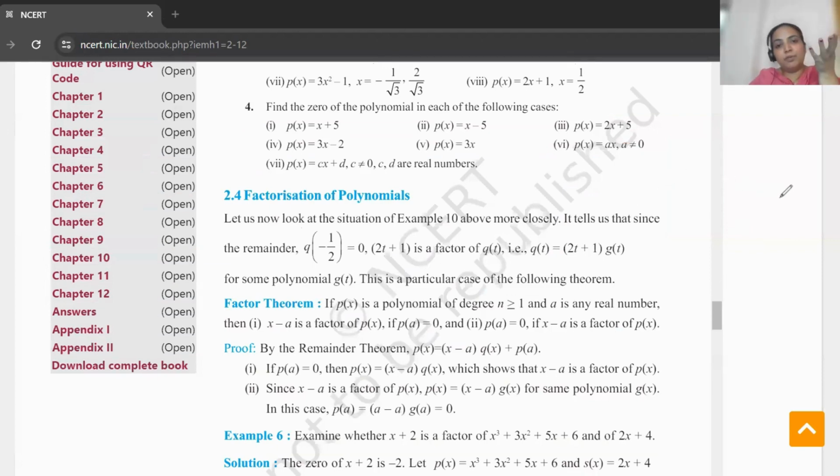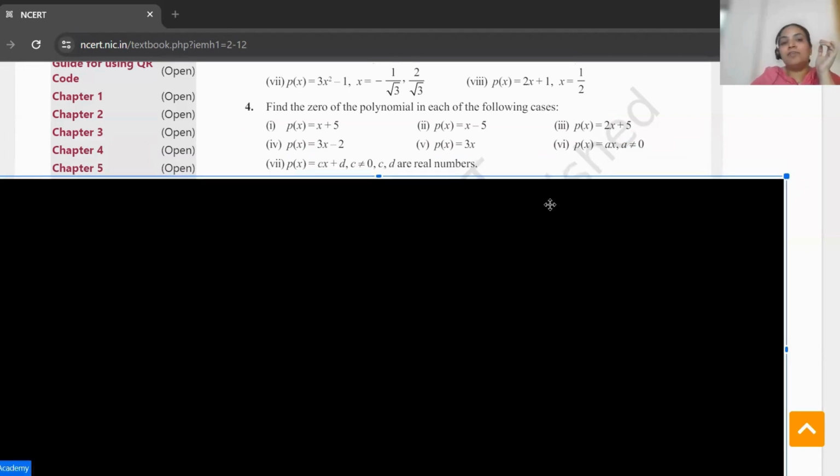So which part from here is looking tough for you? Ma'am, 7th. Without fail, for years, everyone says 7th. Every year children find the same one tough, and look how easy a question it is.